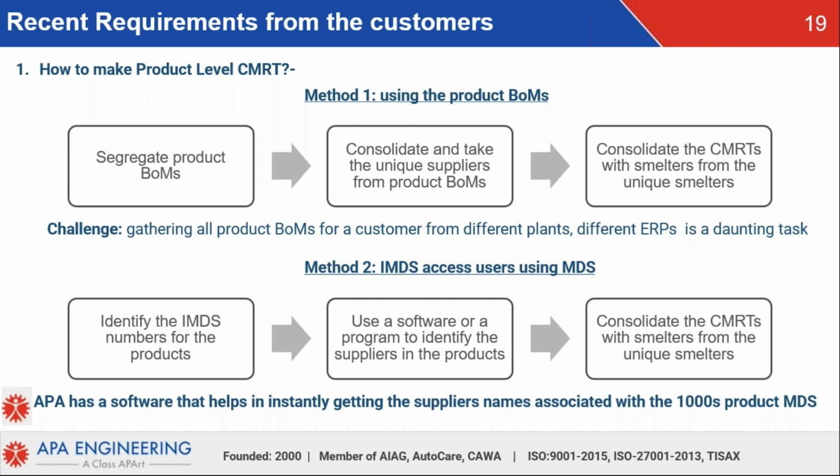As a second step, we can use certain software tools that are available in the market. API has a tool for it that can help you consolidate all the 100 IMDS data and take the unique suppliers from the IMDS data. So that means it is a matter of a couple of minutes of job. Once you have the IMDS data, you can quickly pull out the supplier names associated to the 100 parts.